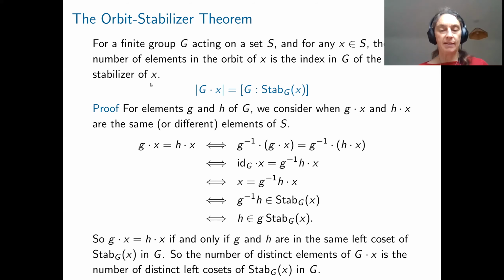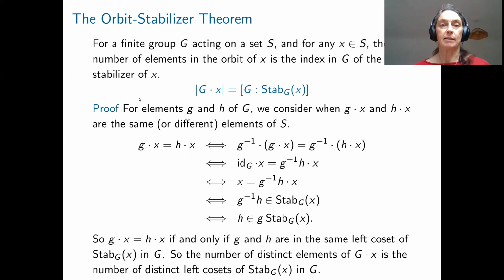What does this say? It's saying I've got a group acting on a set S. I've got an element of my set. I want to know if I hit this element with all the elements of the group, how many different things do I get? What this is saying is that the number of different things that I get is the number of distinct cosets of the stabilizer of my element in the group. The stabilizer of my element is the set of things that leave it alone. The order of the stabilizer is the number of things that leave it alone. The index of the stabilizer is the group order divided by that number.